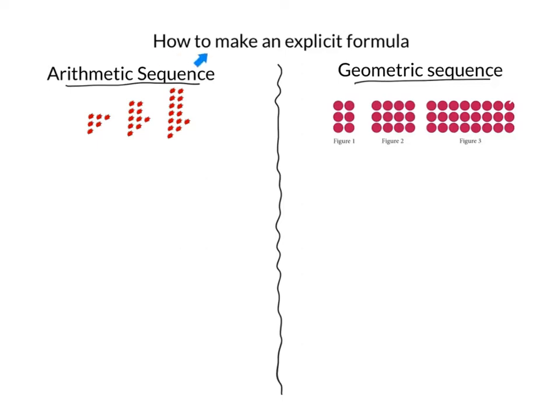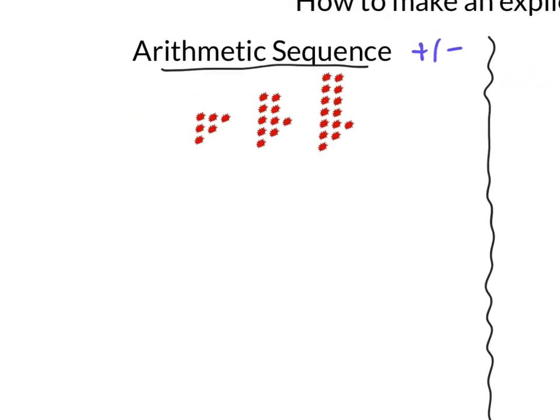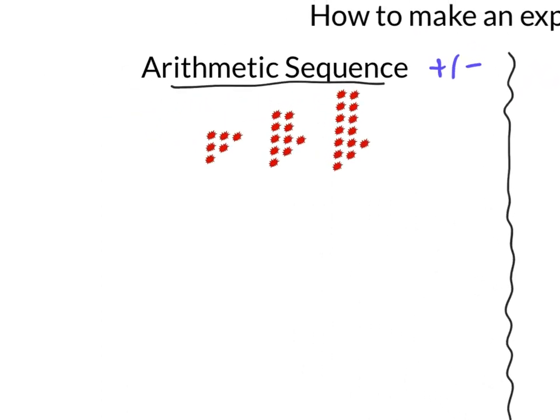Okay, so we're going to talk about how to make an explicit formula for both arithmetic sequences and geometric. Keep in mind, arithmetic is when you have plus and minus, you're adding or subtracting the same amount, and geometric is when you are multiplying or dividing. Cool. So let's zoom in and focus a little bit just on arithmetic sequences for right now.